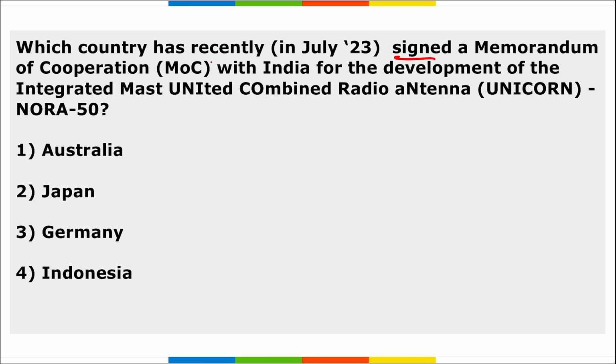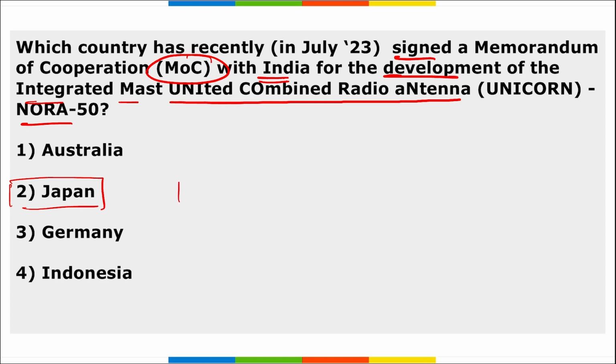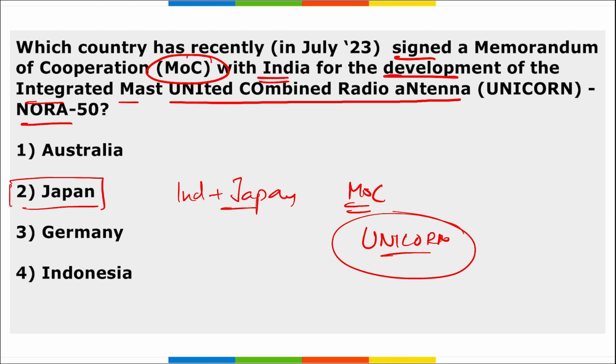Which country has recently signed a memorandum of cooperation with India for the development of the integrated mast, unified combined radio antenna, NORA 50? It is Japan. Correct? I repeat, it is India and Japan. They signed this memorandum of cooperation for the development of Unicorn. And what does Unicorn stand for? It is a unique horn-shaped dome that houses the antenna for tactical data link that will be helping in enhancing the communication and enhancing the operational capabilities. Correct? And it was between India and Japan.